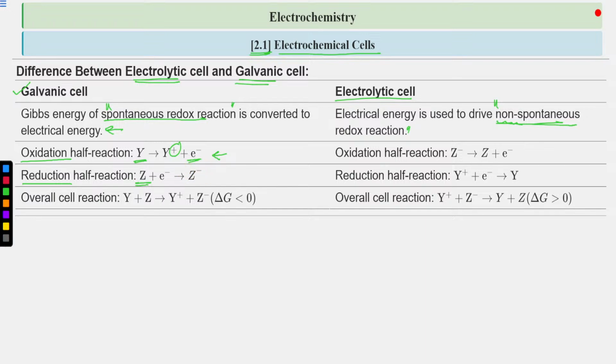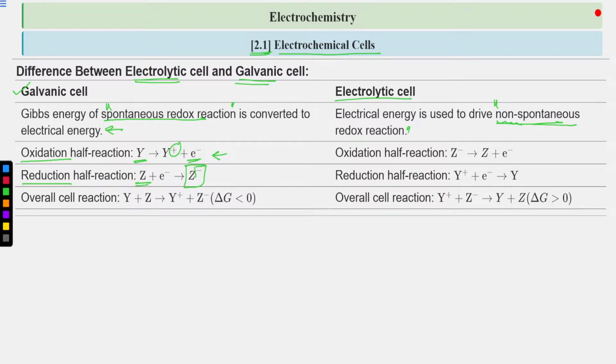Okay, so here we have Z negative. Some call it Z and some call it Z. Okay, so here we have the reduction half reaction in which we have a Z which is gaining one electron, adding one electron into itself and converting to Z negative, right? So Z plus electron will be equal to Z negative.